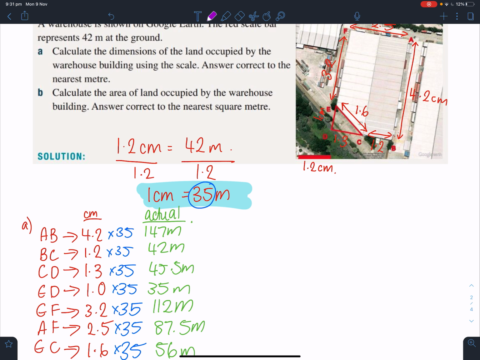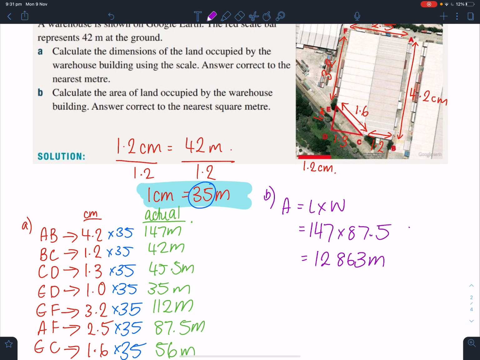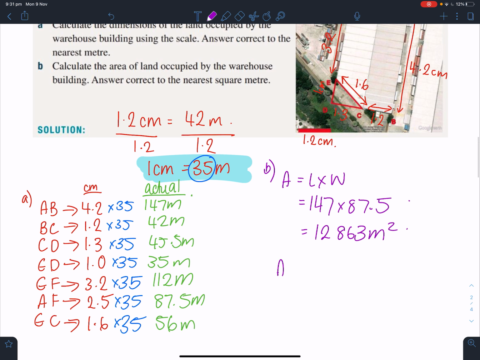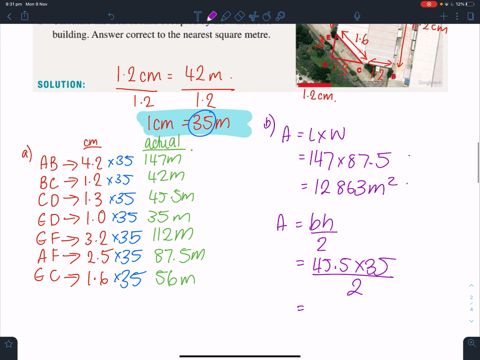So let's find the whole rectangle. The area will be length times width. We're using the actual measurement: 147, which is the entire length, times 87.5, and that'll give you 12,863 meters squared. Then your triangle is base times height divided by 2. Using the actual measurements, it's 45.5 times 35. Divide that by 2, and we get 796.3 meters squared.